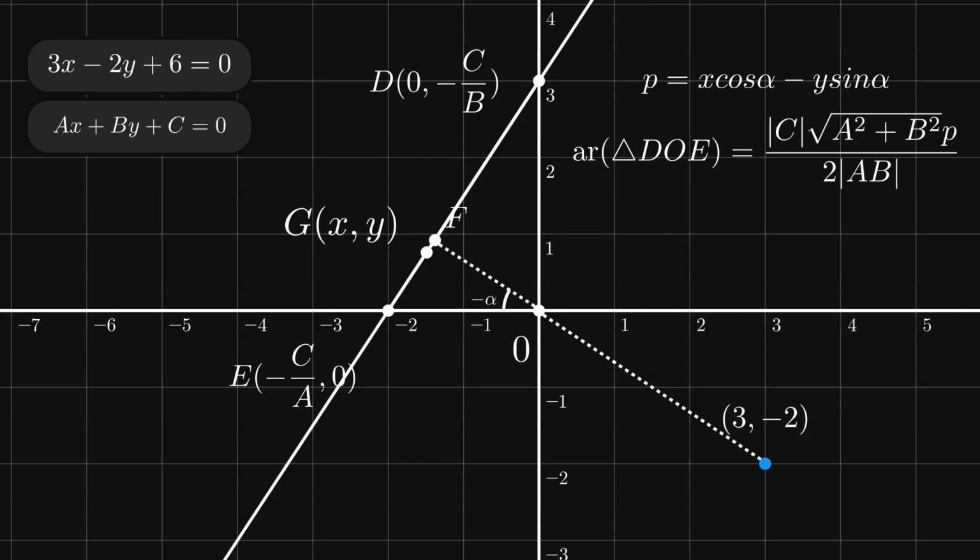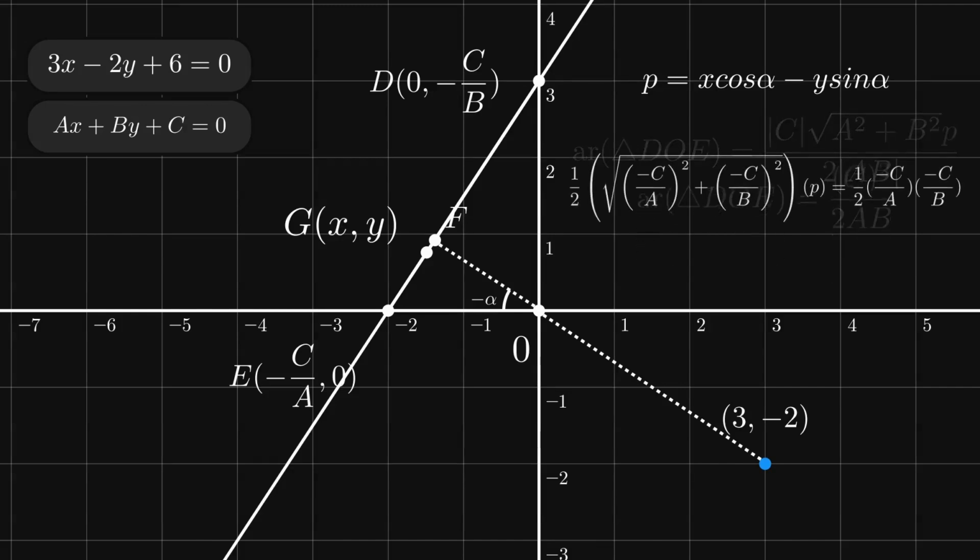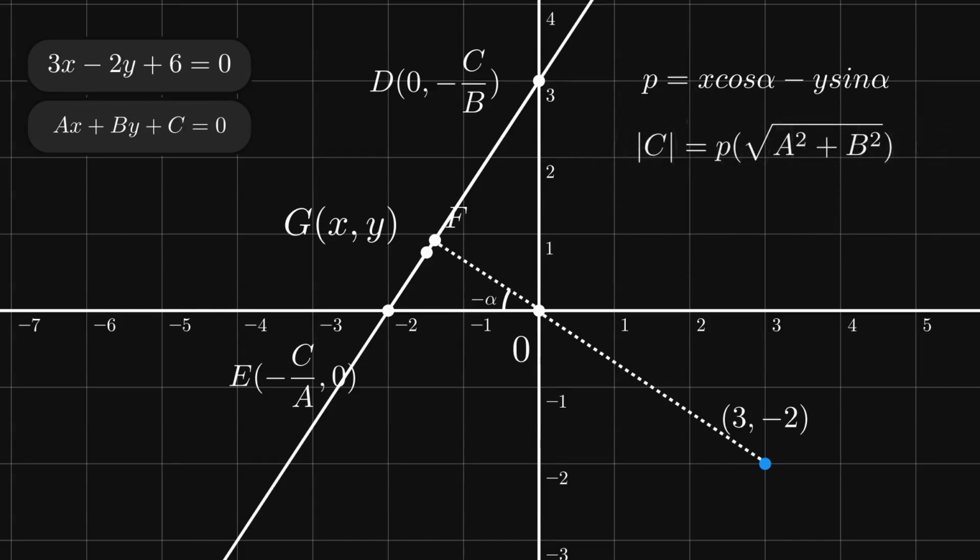But the area of triangle DOE is also half minus c over a times minus c over b, which simplifies to c square over 2ab. If we try to express c in terms of p, then c equals p times under root a square plus b square. This is exactly what we wanted. We already knew a and b is about slope. But now we also come to know that the constant c is actually the distance p scaled up by the factor under root a square plus b square.